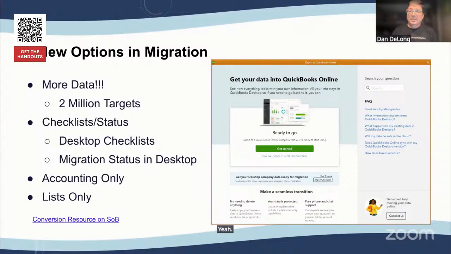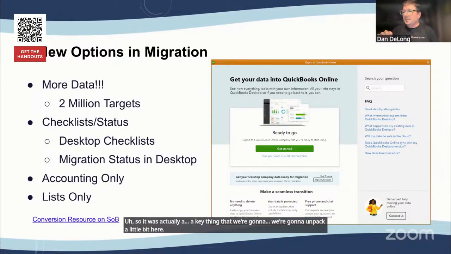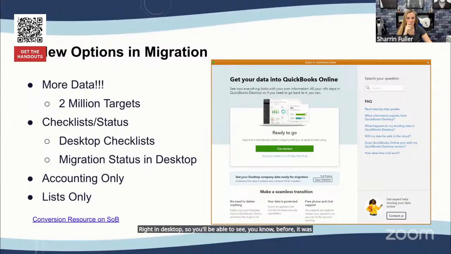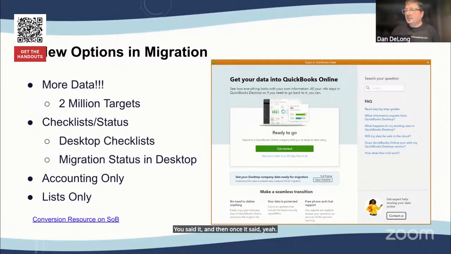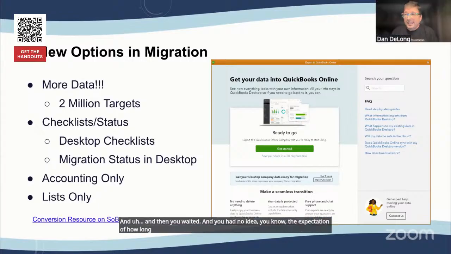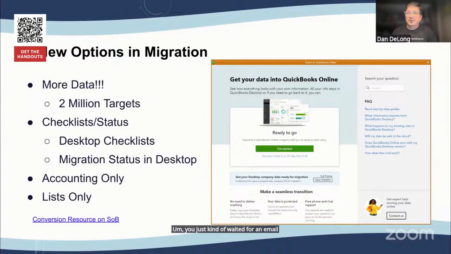Now, inside of QuickBooks Desktop, there are now some checklists, and that checklist actually triggered this whole being able to migrate payroll properly. So it was a key thing that we're going to unpack a little bit here. Inside of QuickBooks Desktop right now, you have a migration status right in Desktop, so you'll be able to see. Before, you said go, and once it said, "Yeah, we got it," you waited, and you had no idea of the expectation of how long that was going to take. You just waited for an email and hoped that email shows up, or just sat there knocking on the door of QuickBooks Online waiting to be let in.